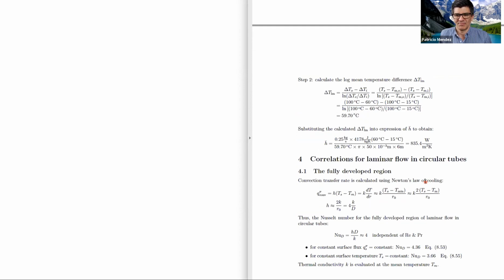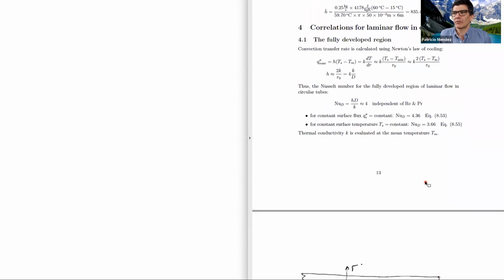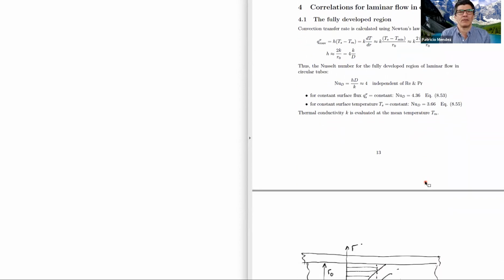Okay, so what I would like to do today is to discuss the origin of the correlations for convection coefficient in tubes, and see a few different correlations out there, in addition to understanding them, to see what is out there, and to do an example. So let's see.